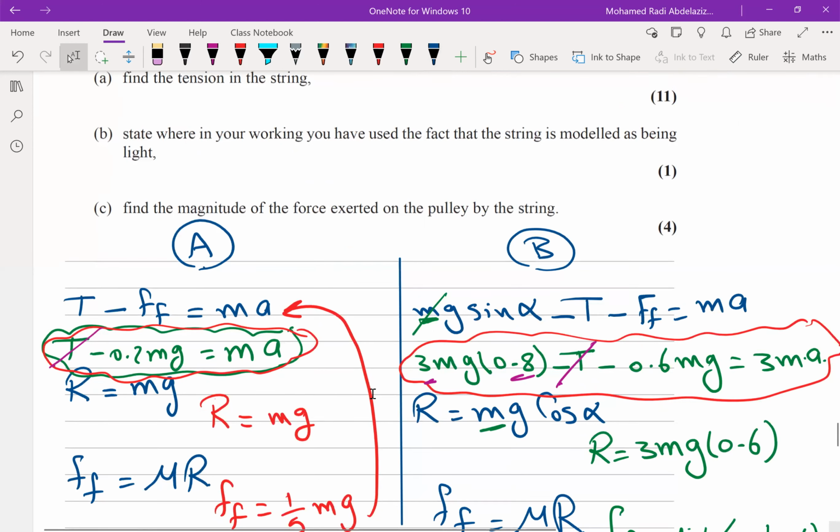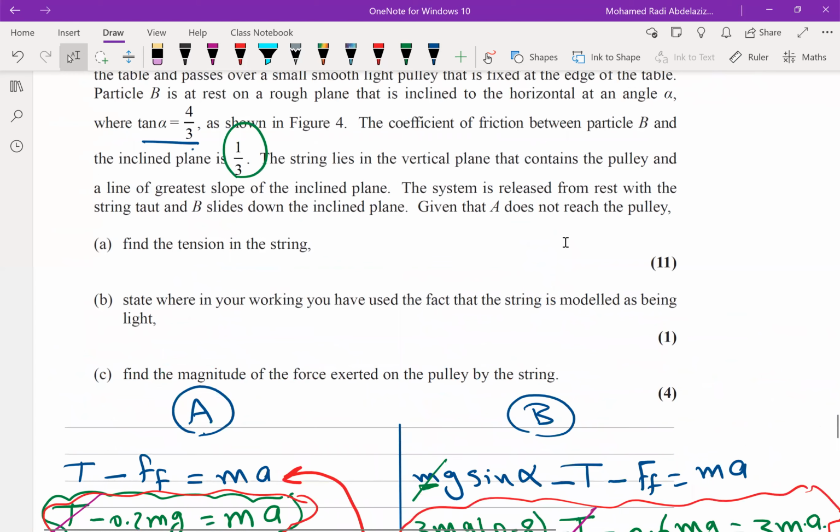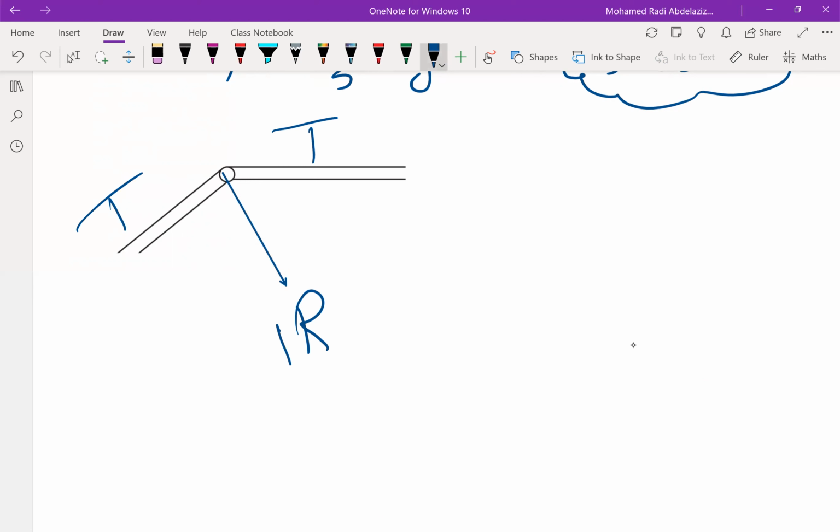Part C, find the magnitude of the force exerted on the pulley by the string. Each time I ask you to get the resultant of the forces exerted on the pulley, I will take this part to show exactly how to show your working. In case we have a pulley and we have two tensions and both sides are the same, the resultant of these forces will be like this. The resultant of the forces exerted on the pulley is T and T, and you have to find the measure of this angle. In general, the resultant of the forces exerted on the pulley is 2T cosine theta over 2.